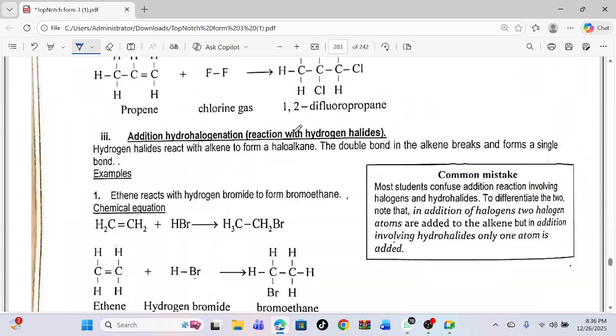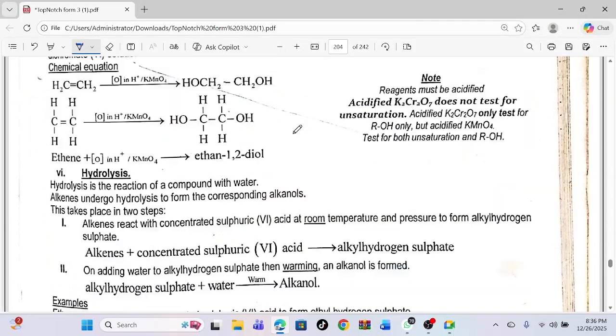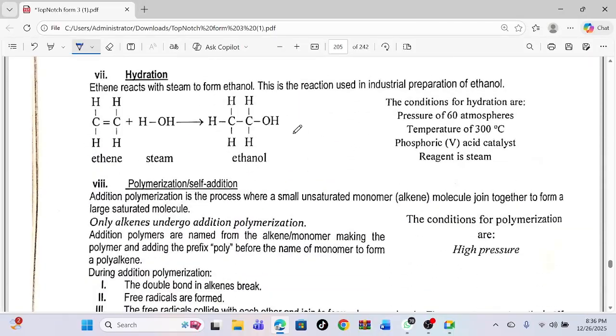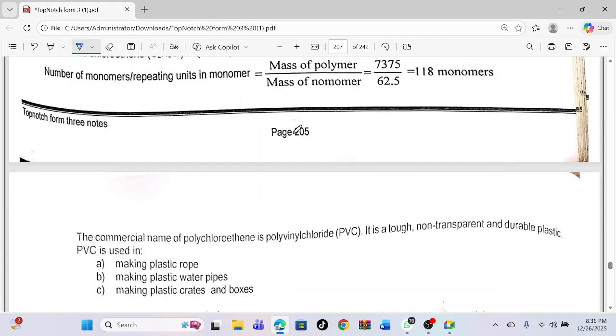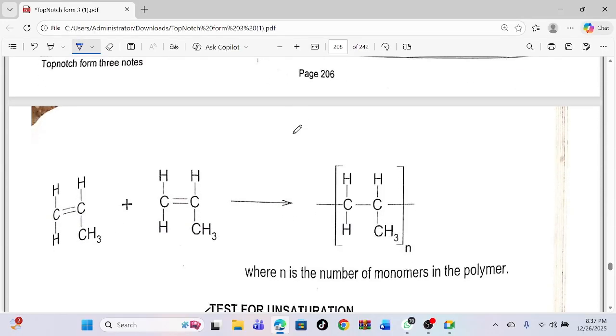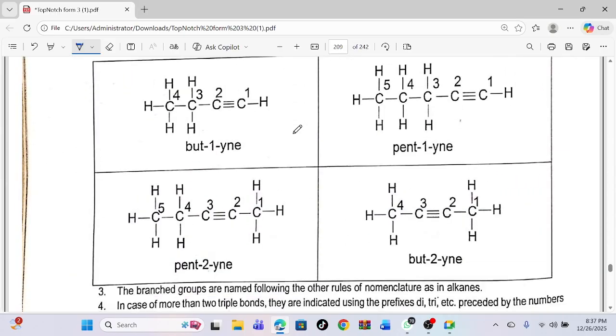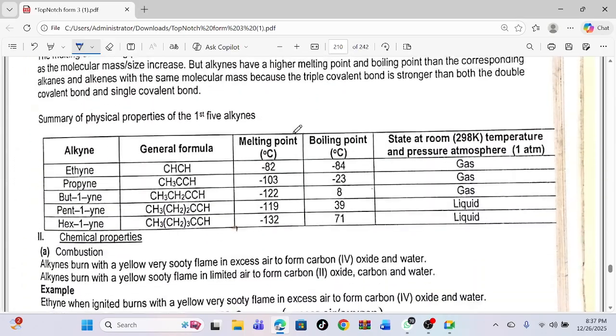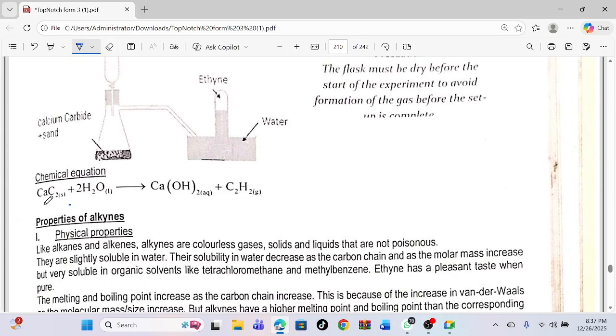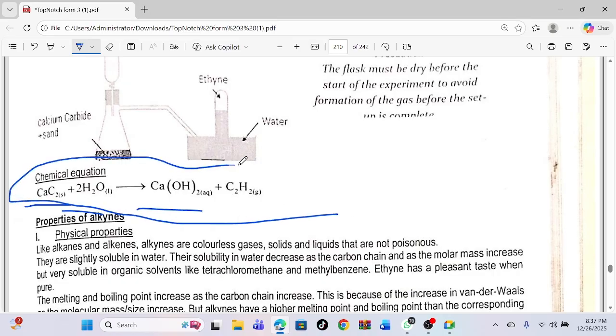So tukienda kwa alkynes inakuanga rahisi sana. Alkynes, we only prepare one thing. Alkynes in exam, you only prepare one thing, and that is ethyne. And ethyne you prepare using calcium carbide and water. Just add calcium carbide and water, and you get calcium hydroxide and ethyne. So kwa mtihani hakuna kitu kingine utaipata kwa alkyne. They will always prepare ethyne. And the preparation of ethyne itakuwa nini?